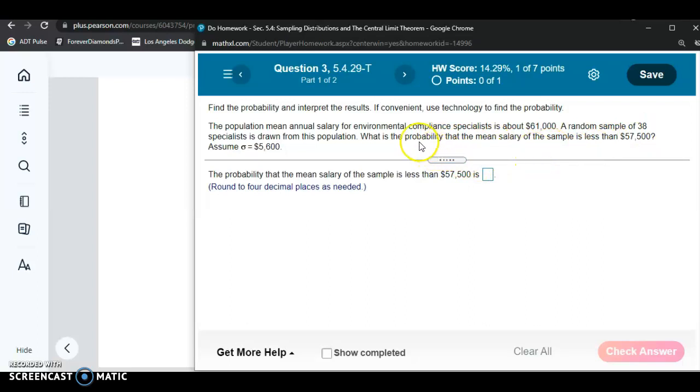So to answer this question of finding the probability that the mean salary is less than 57,500, we're going to be using the normal distribution calculator in StatCrunch. In order to do that, we need to find the mean of the sample means and the standard deviation of the sample means.